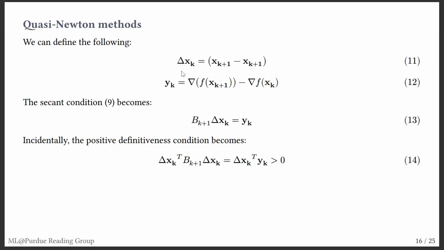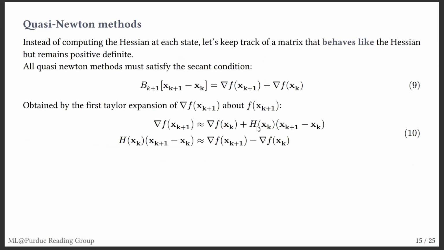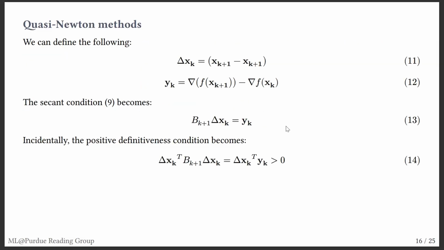But regardless, you get what I mean, right? This is the difference between your old point and your new point, and yk is going to be the difference between the old gradient and the new gradient. Your secant condition is that your new B, your new matrix that behaves like the Hessian, when you update it, should follow the secant condition, which we've defined right before. Here we're just rewriting it slightly differently.